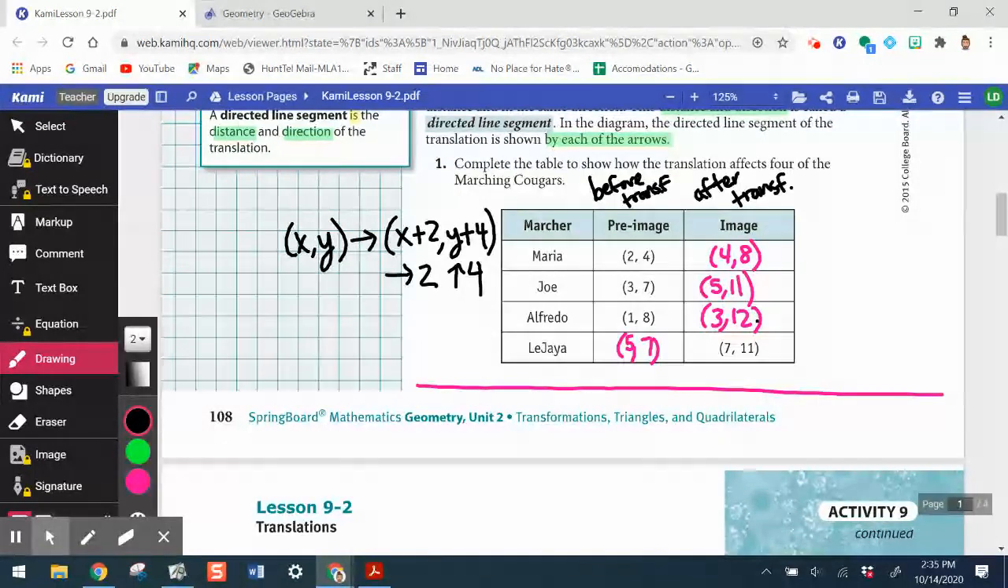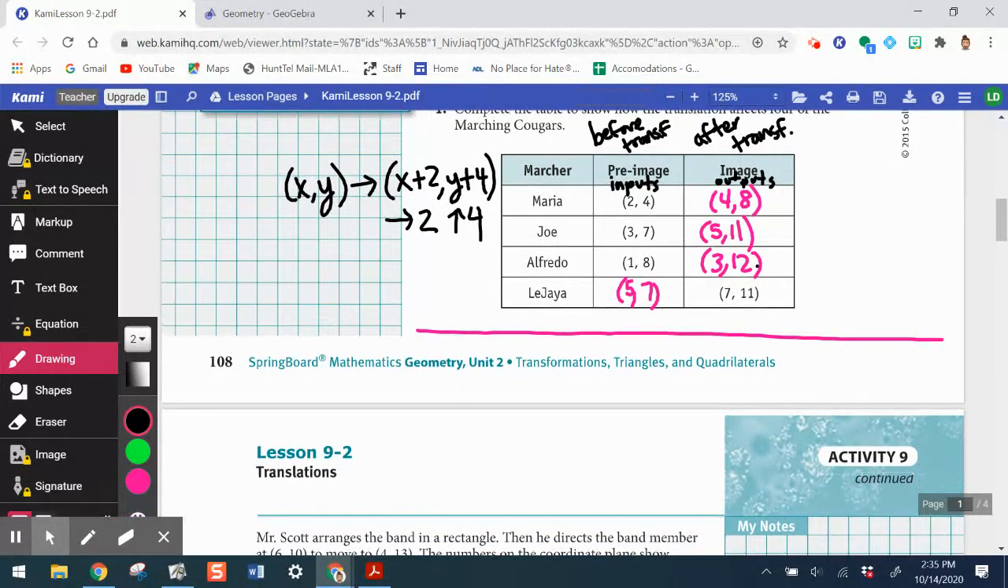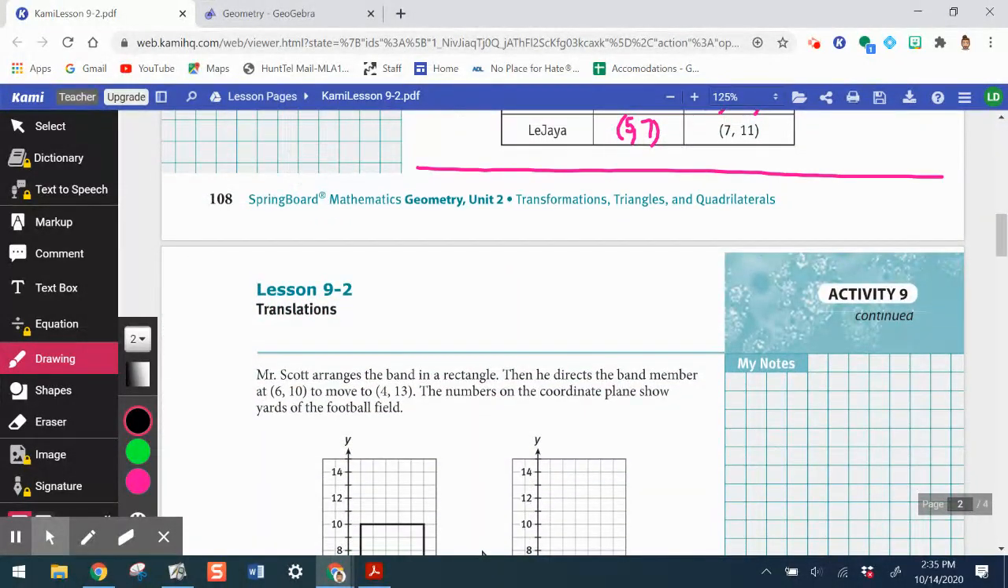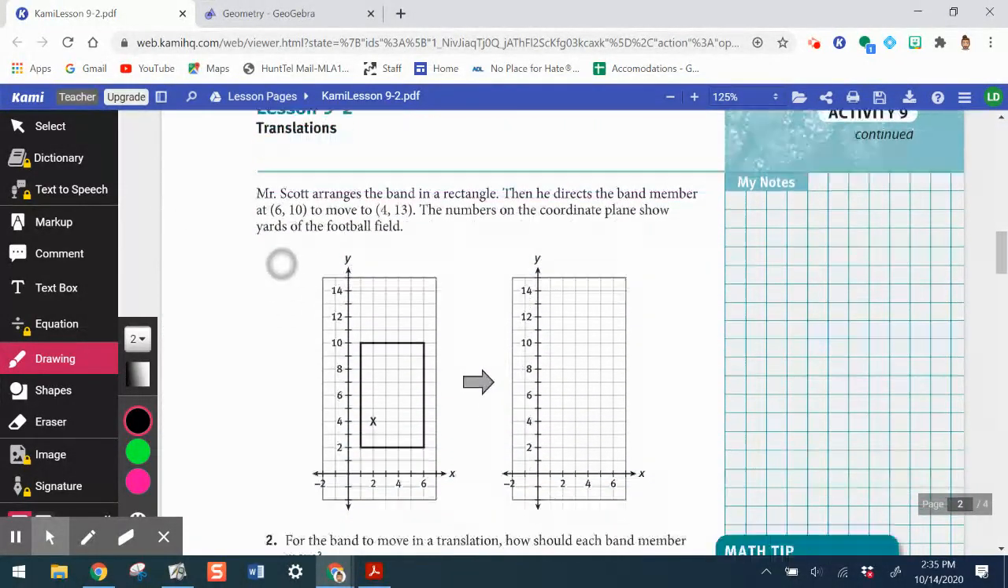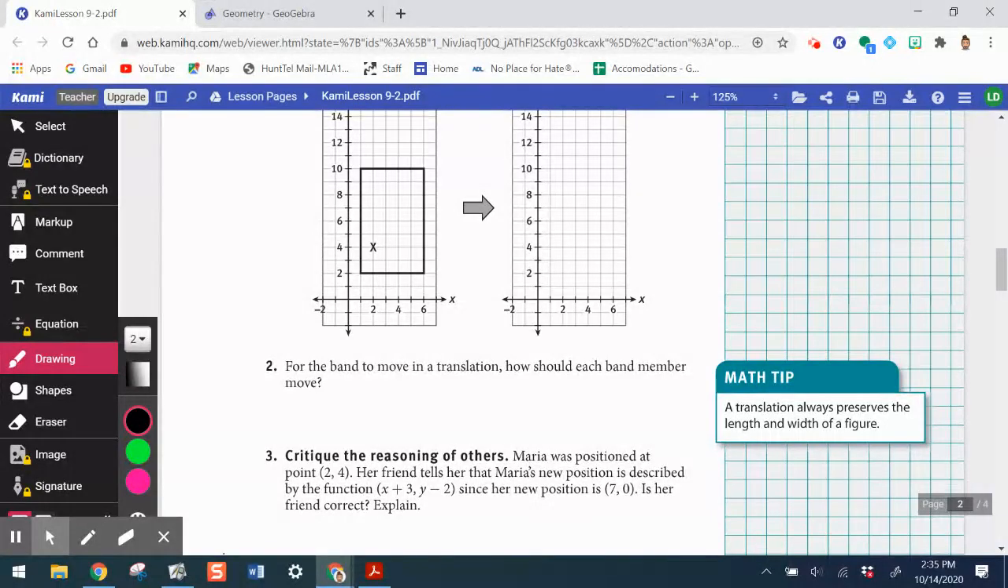Remember, this really is a function table like you saw in Algebra 1, where the pre-image is your inputs, literally what you're putting into this function, and your image is your outputs. So if that helps you tie into what you learned last year in Algebra 1. Now let's continue. We're kind of seeing how the function of a translation works, kind of the path that a translation can move. If you would go and draw a line under number 2, don't move on to number 3.